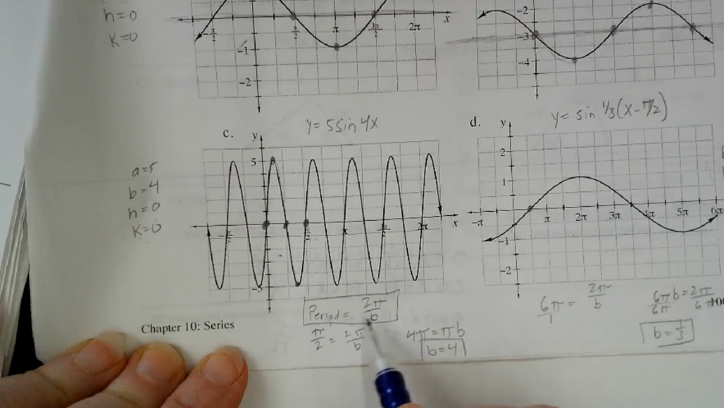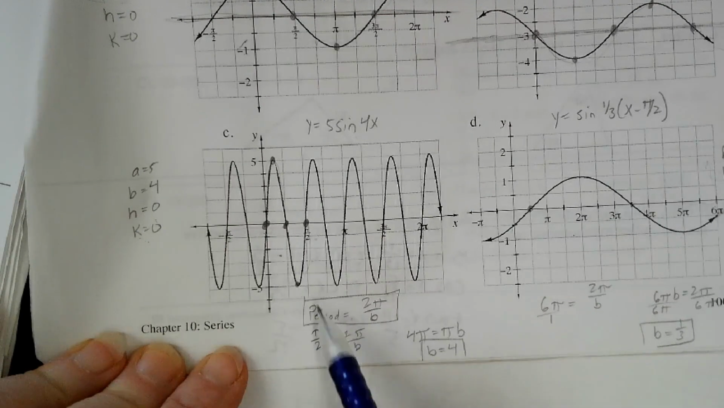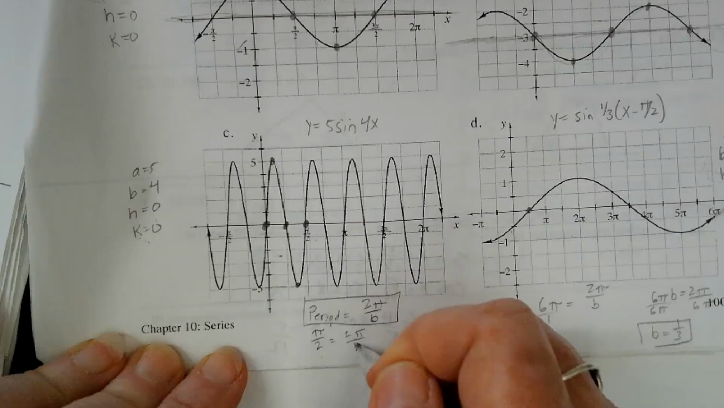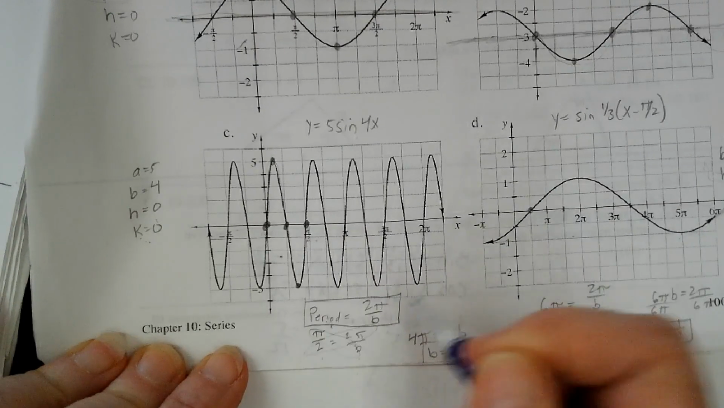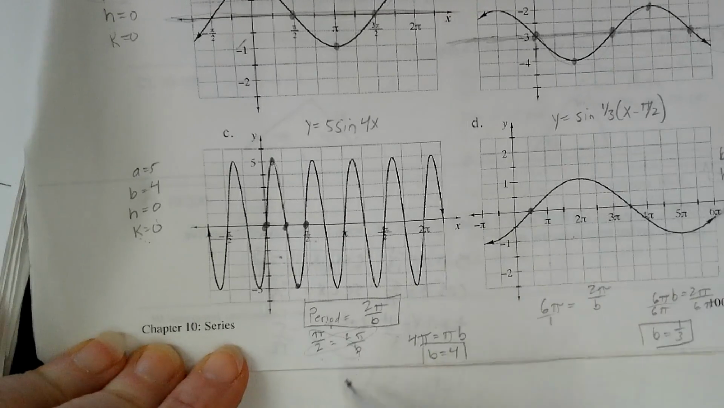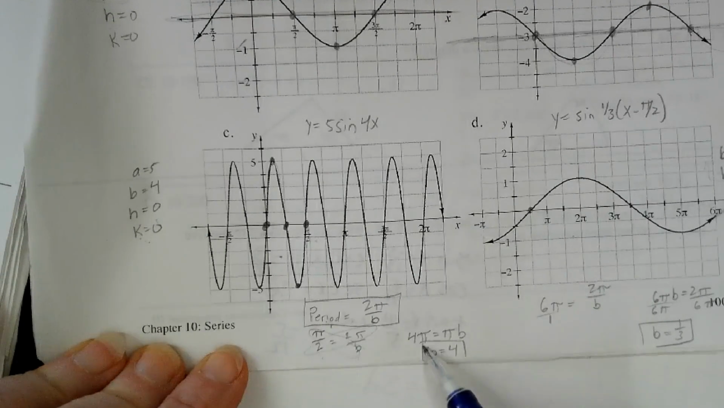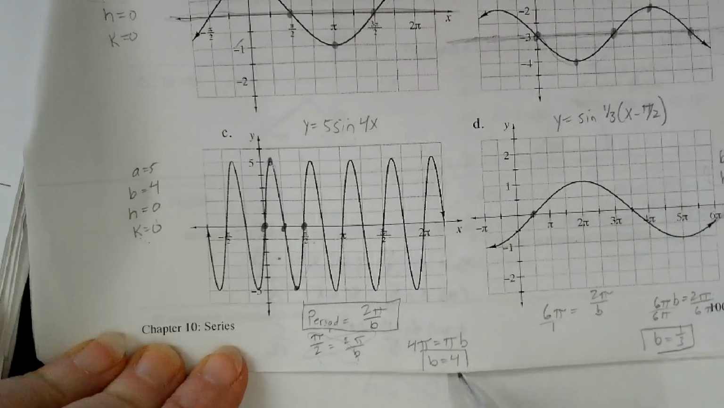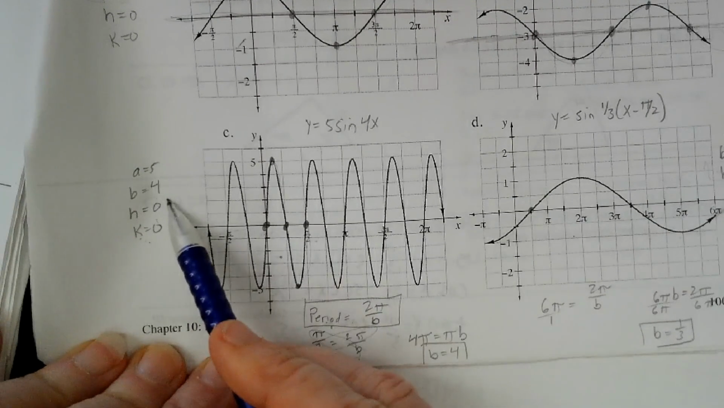Well, I know the period of this one is pi over 2, so I put in pi over 2 equals 2 pi over b, and then I just do cross products because those are my fave. So I went 2 times 2 pi is 4 pi, and pi times b is pi b, and then I divided both sides by pi, and I got b equals 4. Okay, so then I just put these all together.